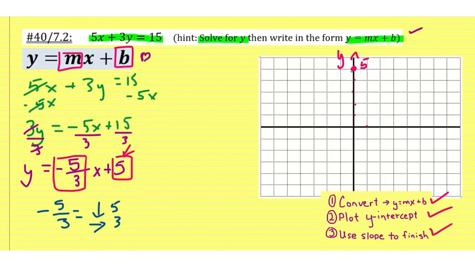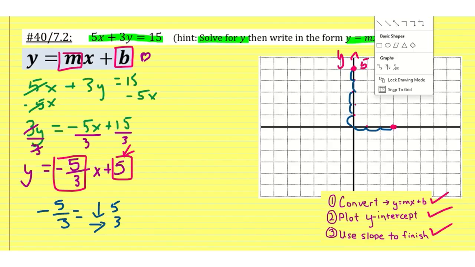So I'm going to start at my y-intercept here at the 5 on the y-axis, and I'm going to go down 5. So I'm going to go down, 2, 3, 4, and 5, and then I'm going to go over 3. So I'm going to go 1, 2, 3. So that gives me my next point way over here.